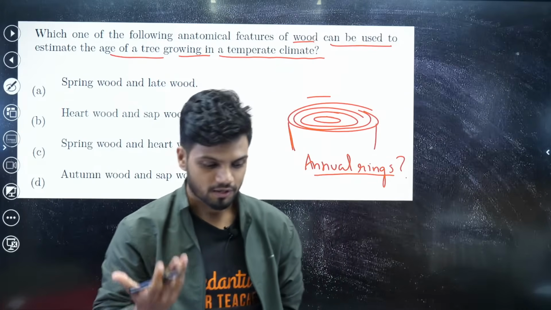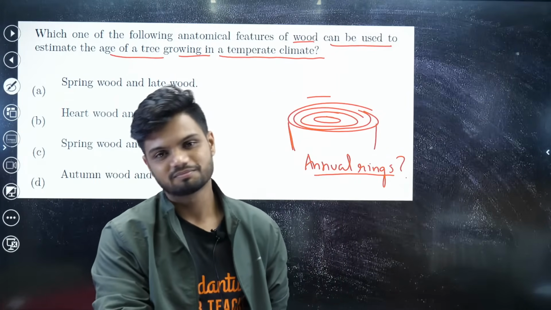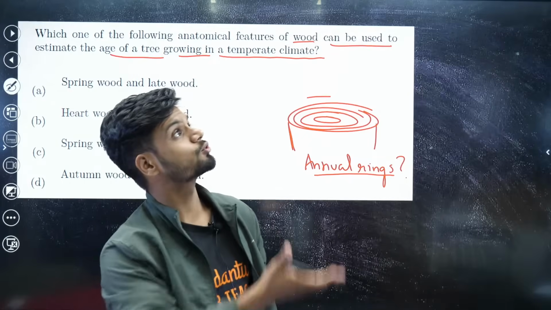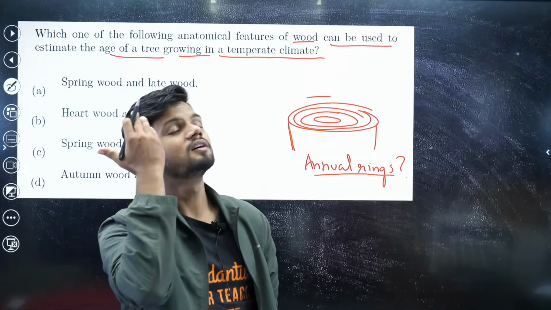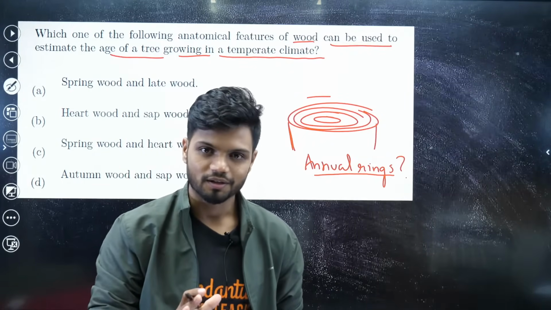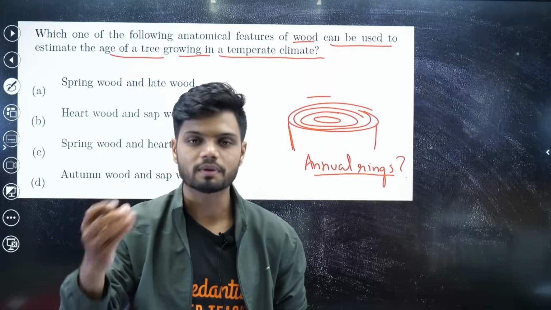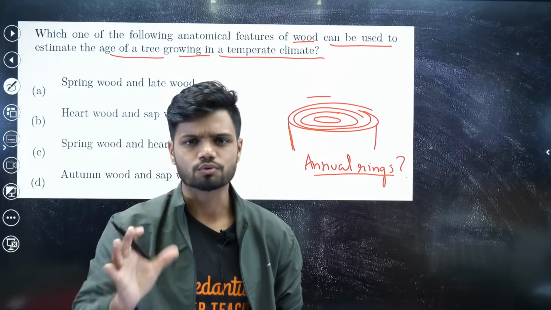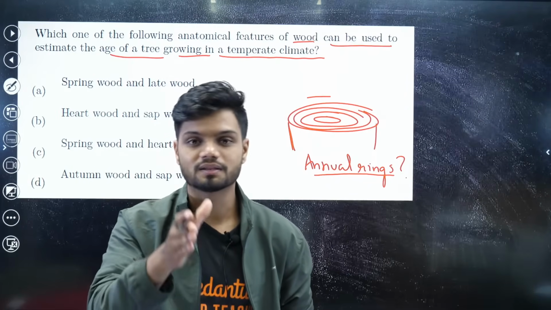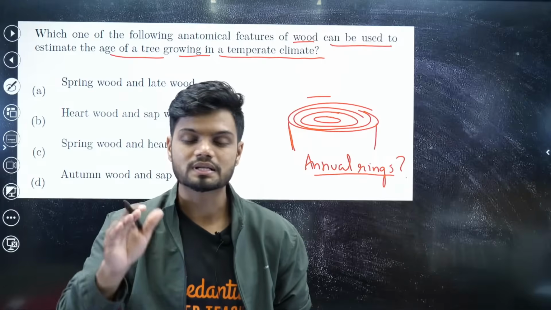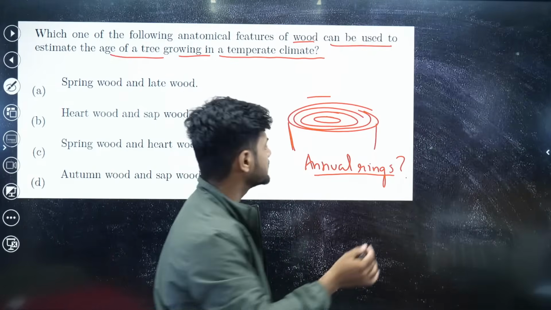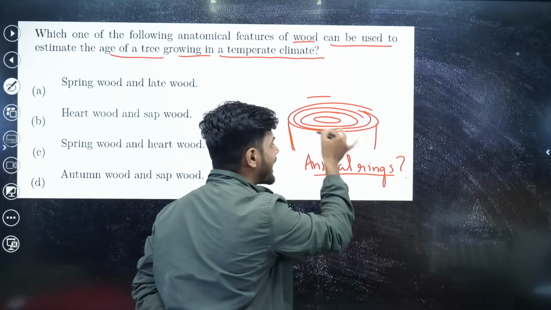Obviously, if your tree is very small, you will say, sir, this is a small plant. If the plant has grown very tall, you will say, sir, it is a very tall plant. But imagine all the trees are very old, probably around 30 years old. How can you specifically tell this is 50 years old, this is 60 years old? By counting the number of rings. They are called annual rings.